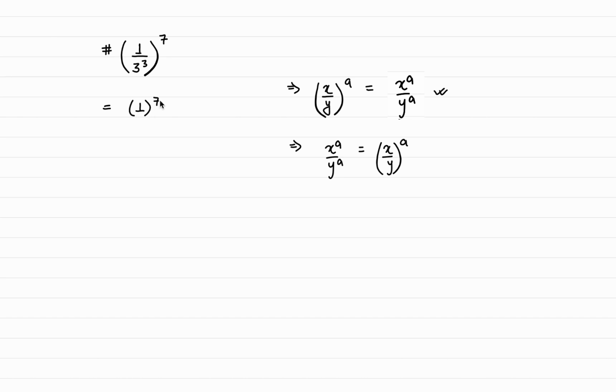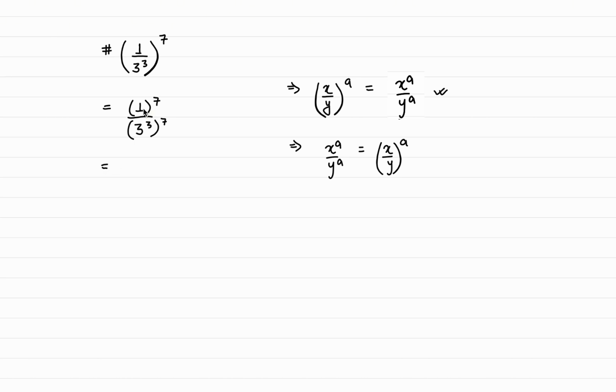So we have 1 to the power 7 divided by 3 to the power 3 already here, and this 7 also comes with the denominator. So the 7 is going both to the numerator and to the denominator. That's what we're doing here. We're just using the first rule.